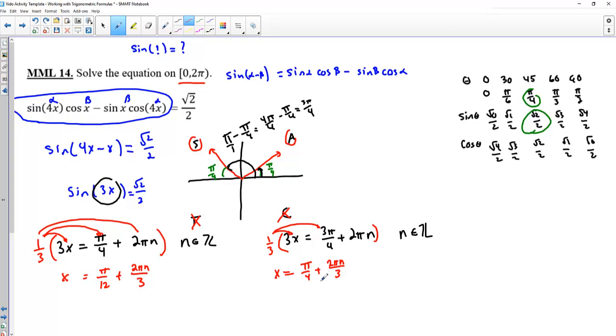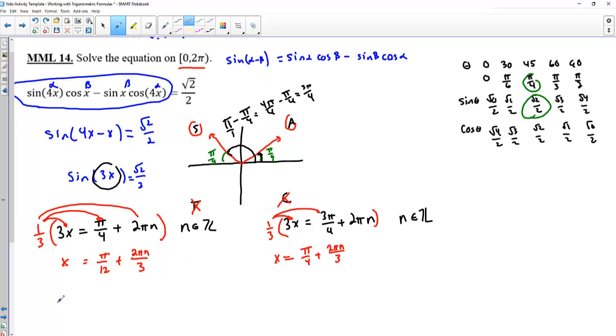And now we want to count off the answers. When I say count off, we want to do n is equal to 0, and then n is equal to 1 and see how many we get. And if we get bigger than 2 pi, we have to stop. Or smaller than 0, we have to stop. So n equals 0 is actually pretty easy. If n is 0, this term's going to go away, and we should get pi over 12.